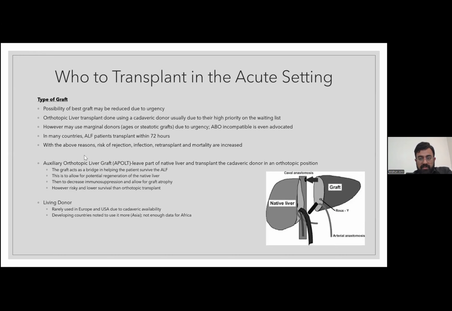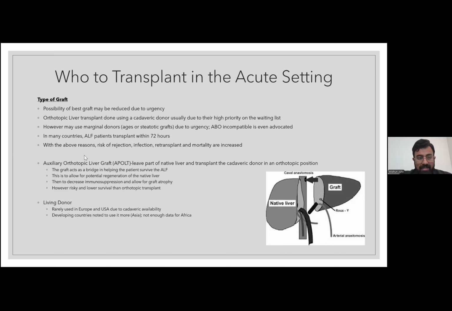Then the types of grafts. This is quite interesting for me to have gone through. Essentially, with our patients that we list for acute liver failure, they're most times not getting the best graft because of the urgency of the situation. You need to get a liver transplant in this quick setting. It might not be the best. So these patients are moved up quite high onto the waiting list for transplantation.